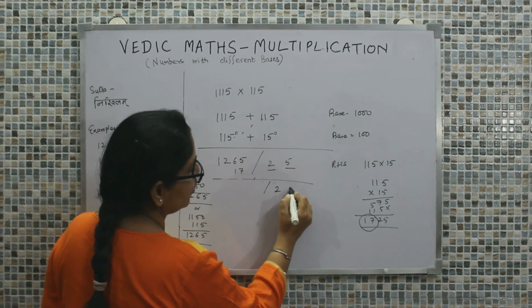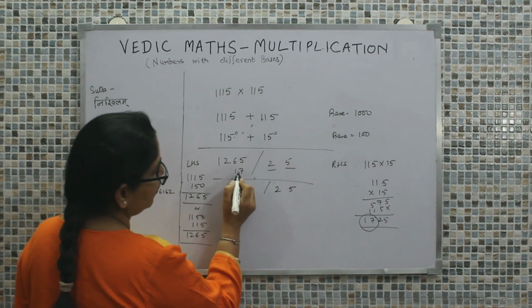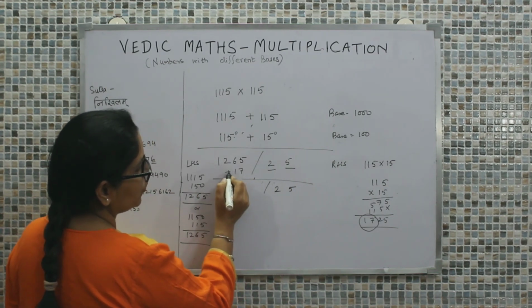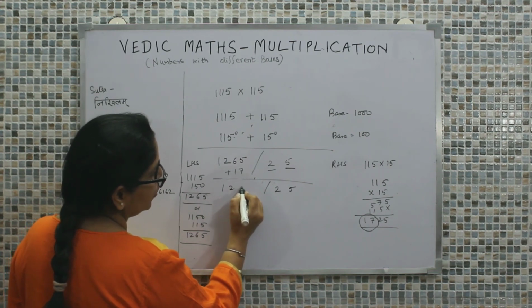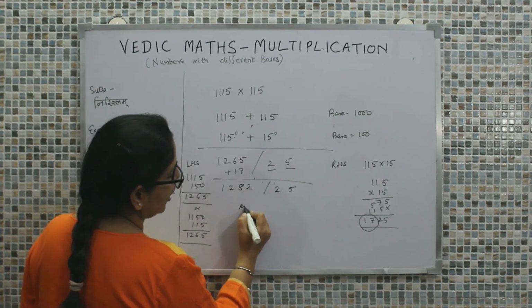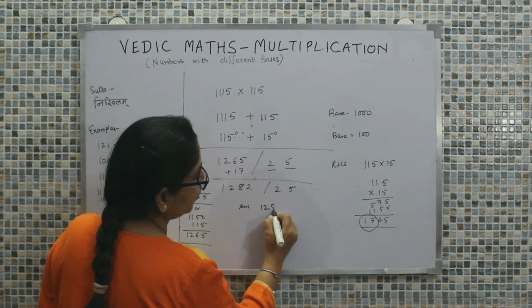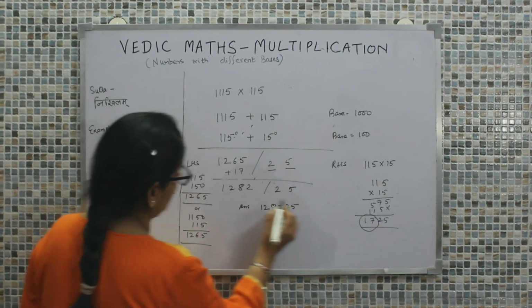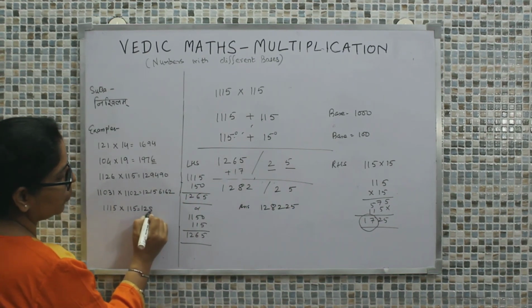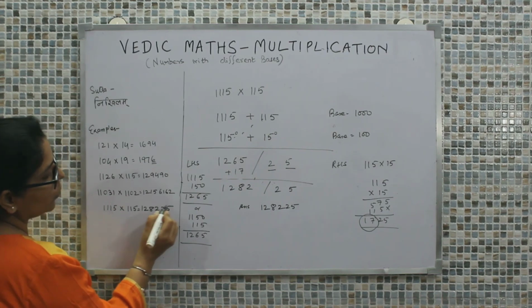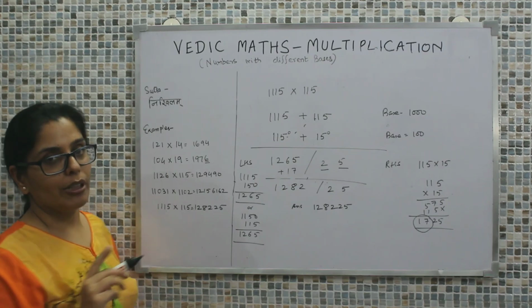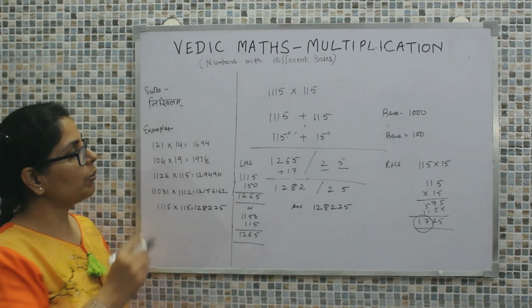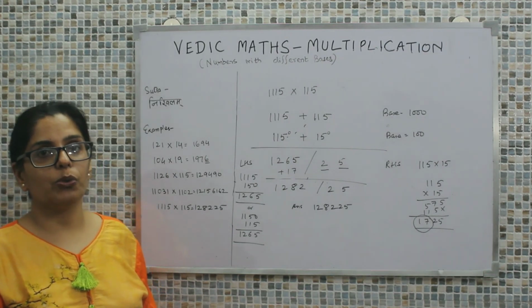Here the RHS will remain 25. This overflow from the RHS will be accommodated into the LHS. So this will be 1282. So the answer is 128225. So as we have seen in this discussion, the values can have different bases. Still with the help of this particular logic we would be able to solve it.